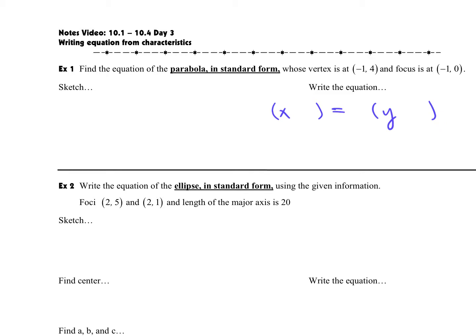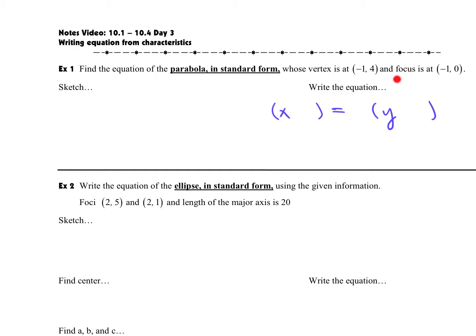And you'll notice that what I'm not doing is filling in which side is going to be squared and which side would have the coefficient, because I don't know that yet. So I'm going ahead and laying this out with the X on the left and the Y on the right, so that when I find that vertex, I can easily drop those in.